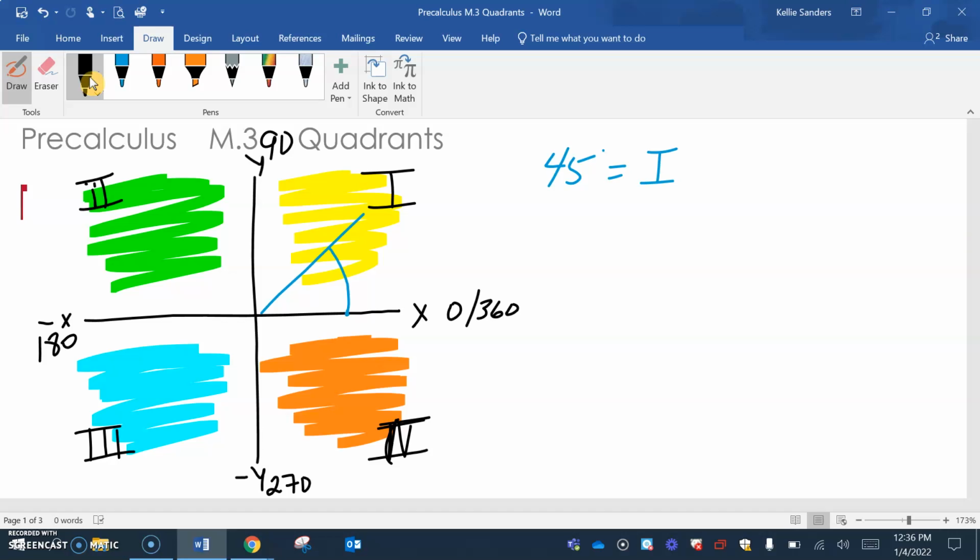Now let's talk about 120. Where would 120 be? Well, it's more than 90, but less than 180. So it would be in quadrant 2. Anything between 180 and 270 is in quadrant 3. And anything in between 270 and 360 is in quadrant 4.